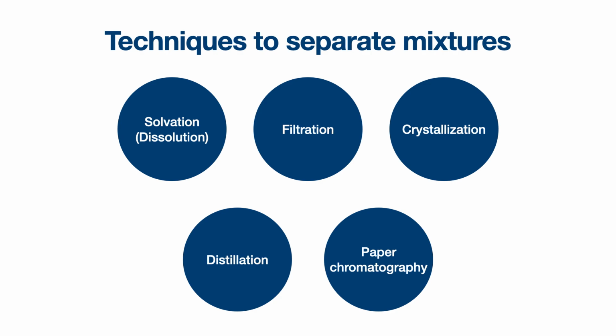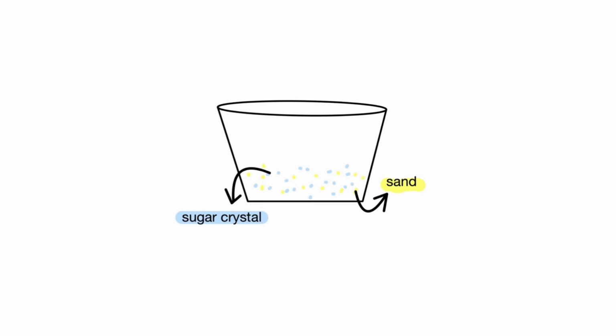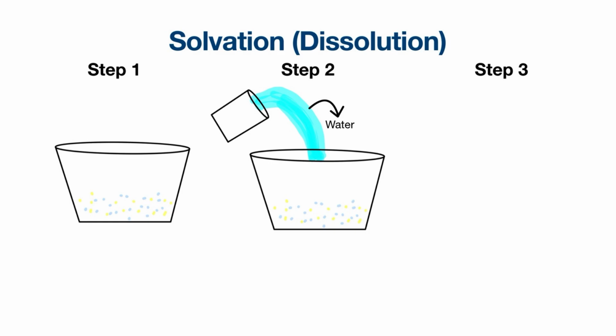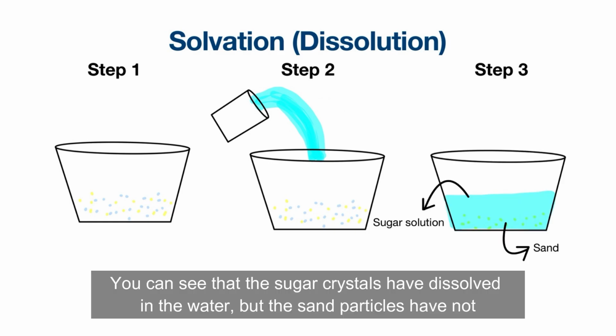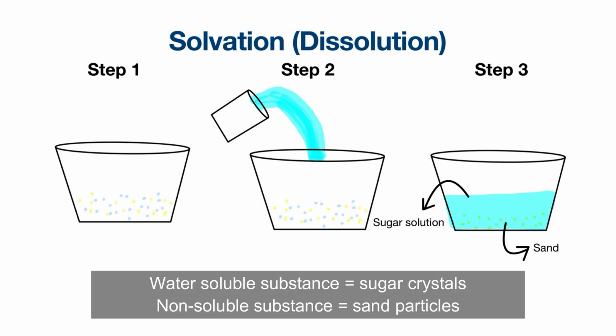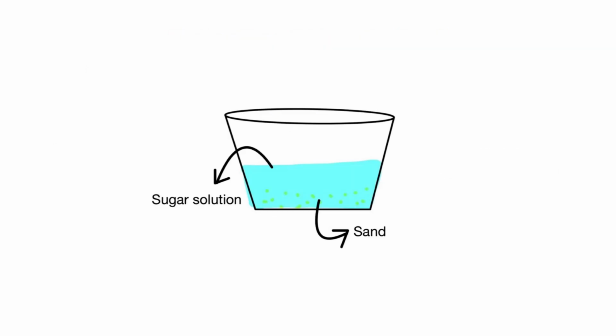Let's start with a simple example, a solid mixture of sand and sugar. How could you separate them? By understanding the properties of each solid, you can easily separate them. First, place the solid mixture in water. You'll notice that the sugar dissolves in the water while the sand does not. This process is known as solvation, or dissolution. By adding water to the mixture, you can separate the water-soluble substance, which is sugar, from the non-soluble substance, which is the sand. We can separate the sand and sugar using a process called filtration.